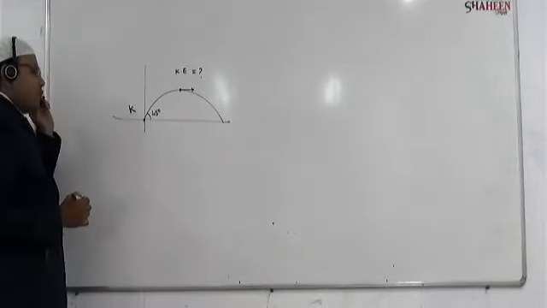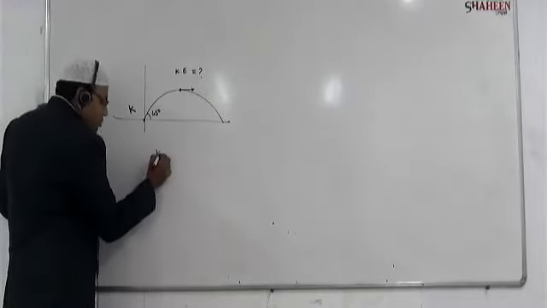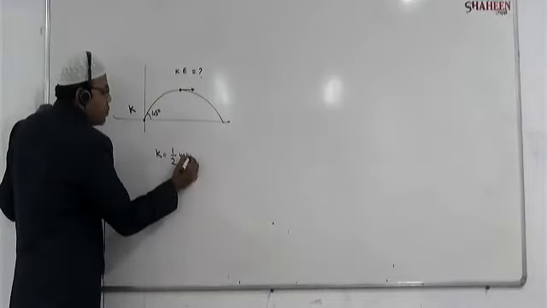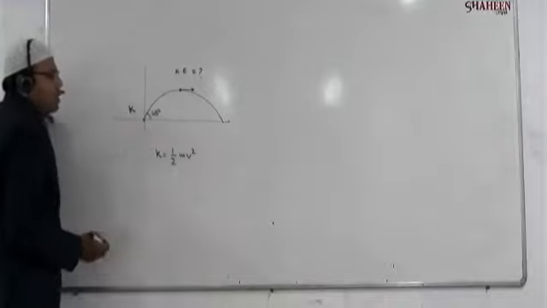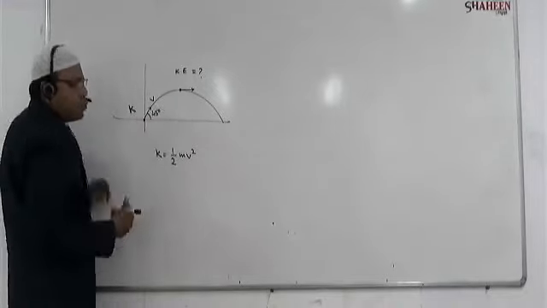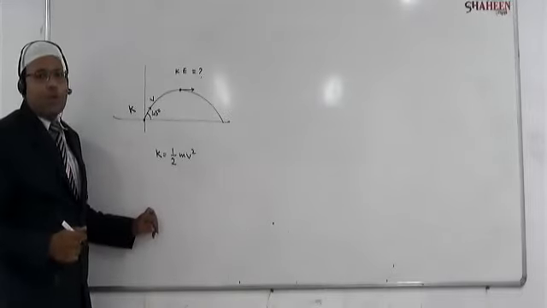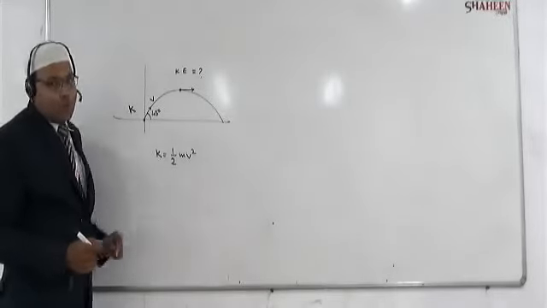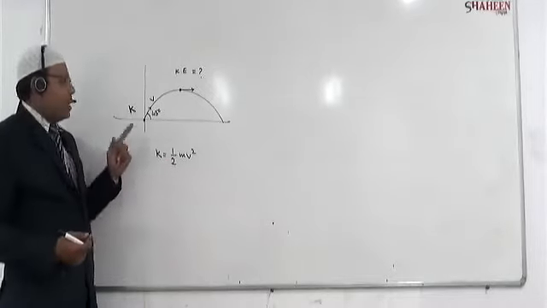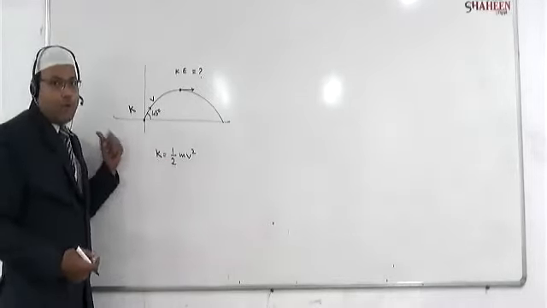So here, kinetic energy means you know the formula. Kinetic energy is half mv square. I am considering v as the velocity with which this is projected up. You can also take initial velocity as u, then it will become half mu square. Now I am taking v as the velocity, so half mv square is the kinetic energy at the initial point, at the point of projection.